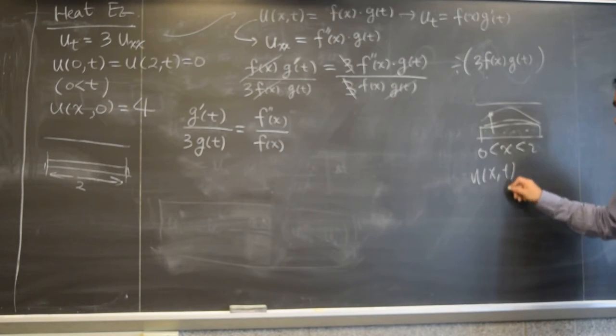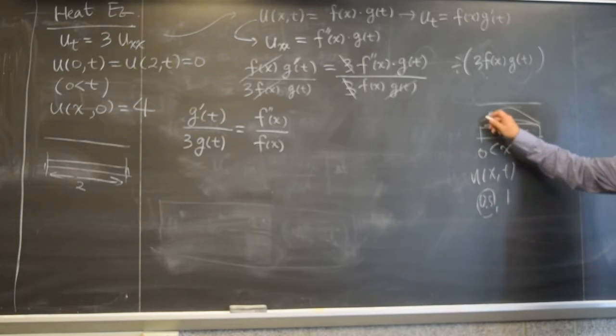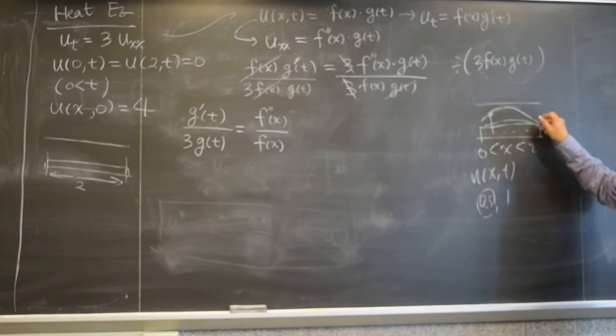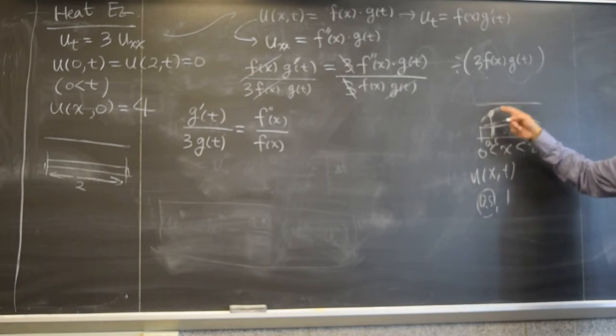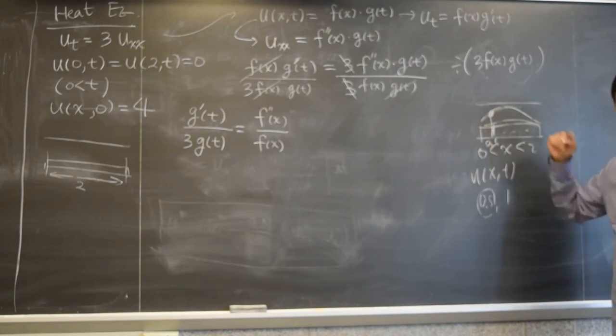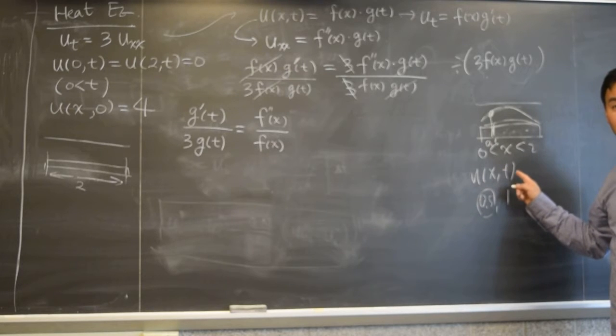So if I say t is 1 and x is 0.5, what does that mean? At time t equal to 1, after 1 second, at position 0.5, it reports back the temperature at that location. It's a function of two variables.